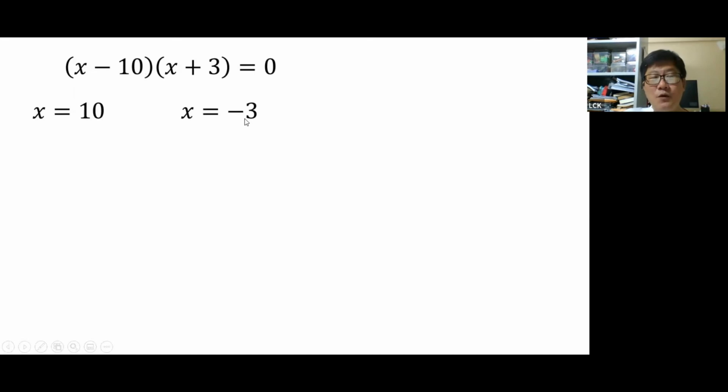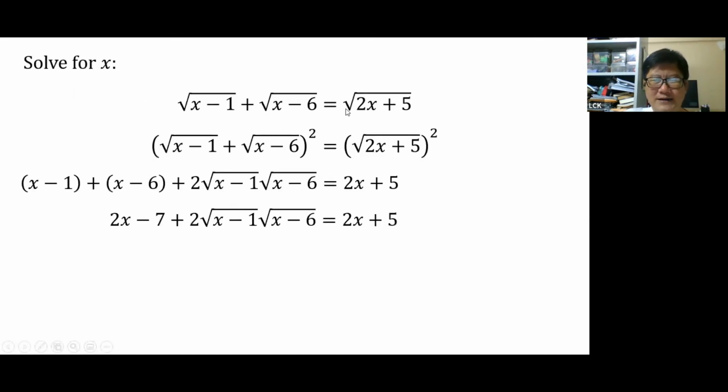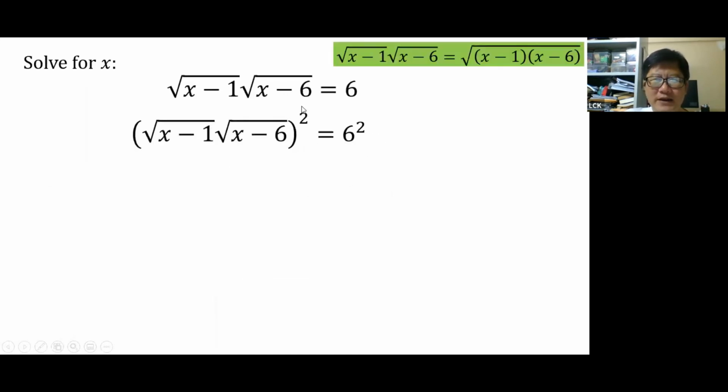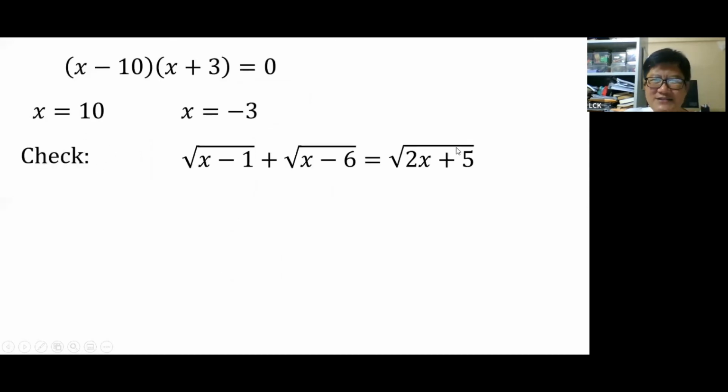All right? Now, for such questions where we are solving for x, all right? And we have squared it several times. We've squared it once here. We've squared it another time here. Now, you really have to perform a final check. All right? And you are checking against the original question. So check x equals 10 and x equals minus 3 by substituting it into here.